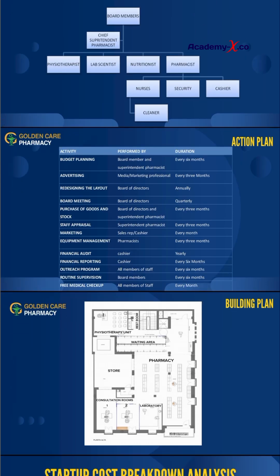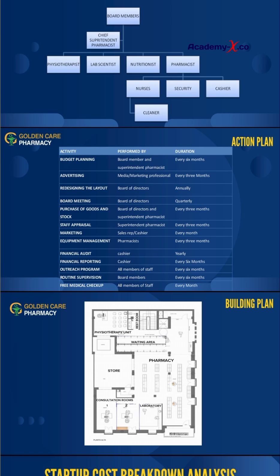Alright, so then the action plan refers to the things that you're looking at performing in certain periods of the year, or time period or duration. So we have budget planning, which is going to be done by the board members and superintendent pharmacists every 6 months. Now you need to be able to justify the relevance of this action plan. Why should it be every 6 months? Those are some of the questions that you could be asked, so you should have answers to them.